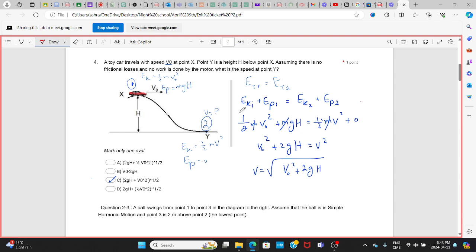Okay, what I did, I multiply the whole thing by 2. So 2 multiplied by 1 over 2 is gone, so it's 1. The whole thing here is multiplied by 2, and 1 over 2 multiplied by 2 is gone. So, and I have this, right? You multiply each term by 2.